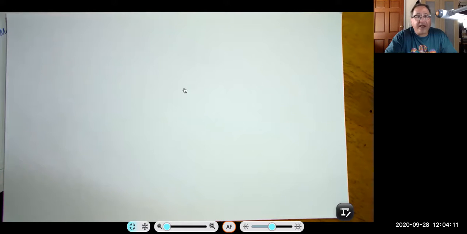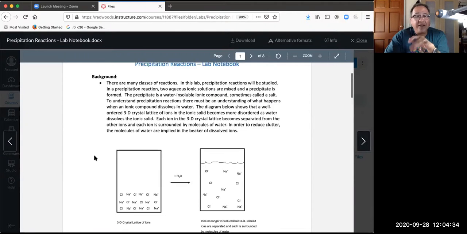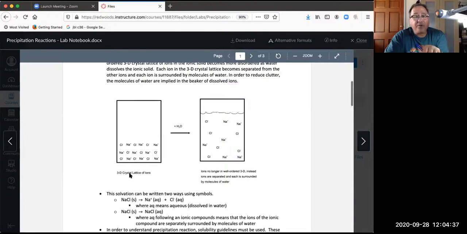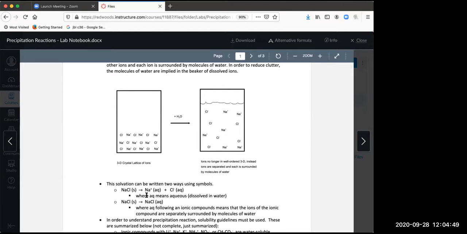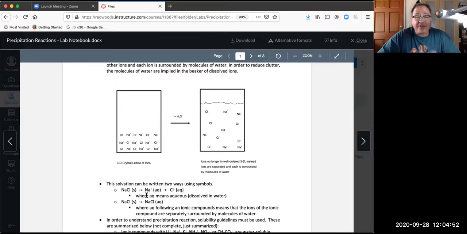Okay, so I'm going to close this, and I'm going to open up the lab notebook part. Now, in the lab notebook part, do you see what I've, you can't see it, never mind. So this is what I'm looking at from the lab notebook part. And this first part talks about sodium chloride dissolving and how we can write the equation 2 ways. Do you see that below? NaCl solid turns into Na aqueous plus Cl aqueous. Or we can write NaCl solid turns into NaCl aqueous as one formula.